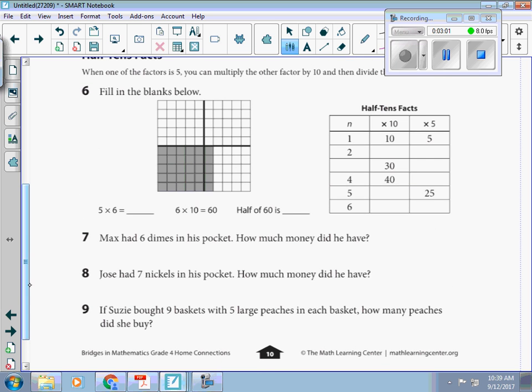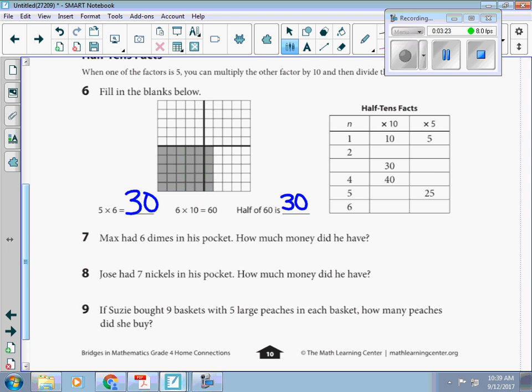And our half tens is our fives. Sometimes I think it's easier just to count by fives, but the choice is yours. Again, if you know the facts, just put them in. If we don't, we can see that 5 times 6 is half of 6 times 10, or 10 times 6, which is 60, and half of 60 is 30, and so we can do 30.